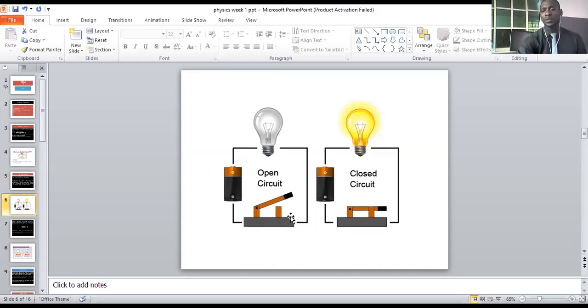It's not contacting with the other terminal. So the key is open. That's why we call it open circuit, when there's a break in the conducting part, while this is the closed circuit, there's no break in the conducting part. It allows the complete flow of electric current.